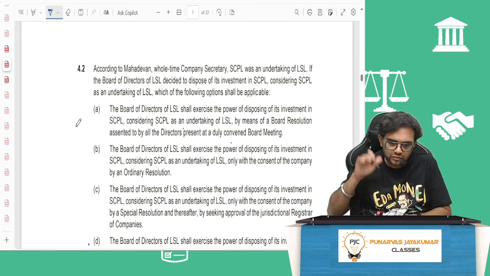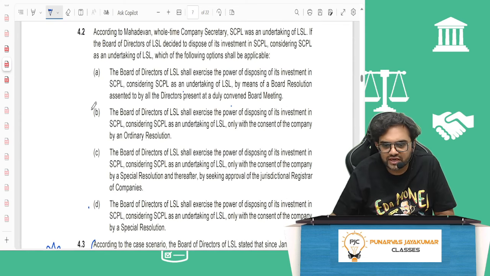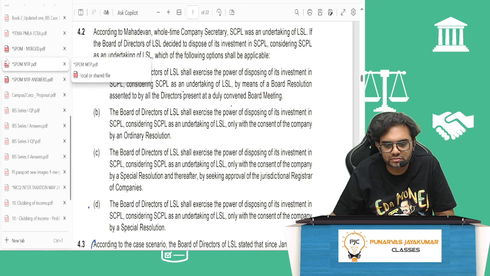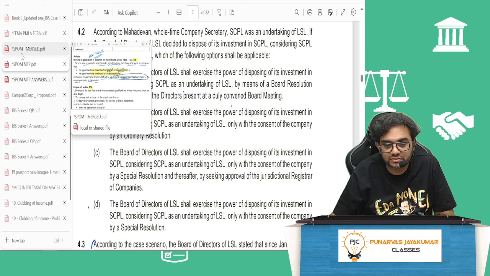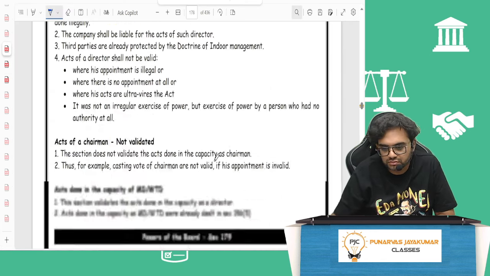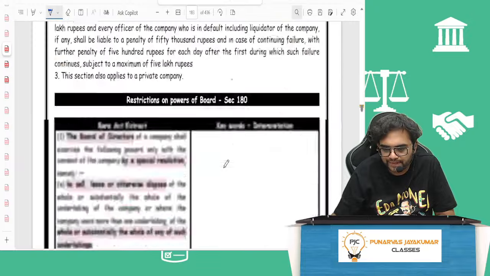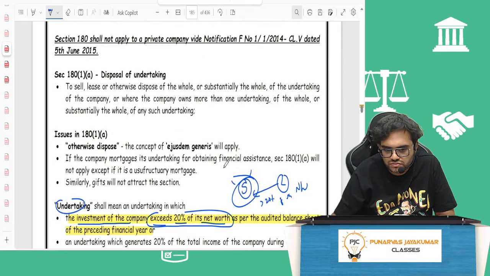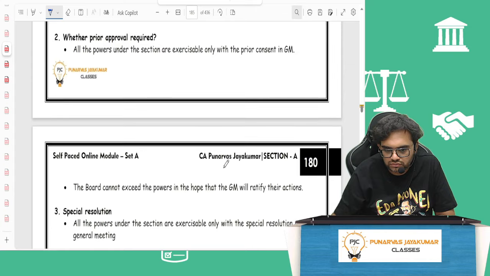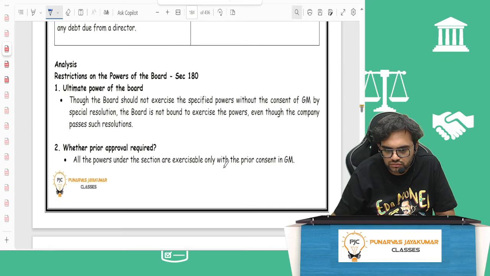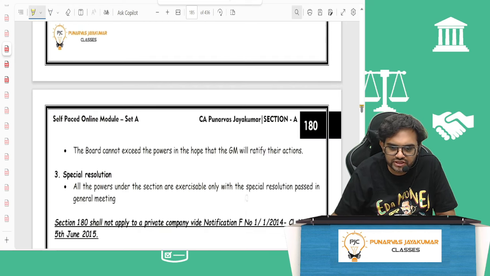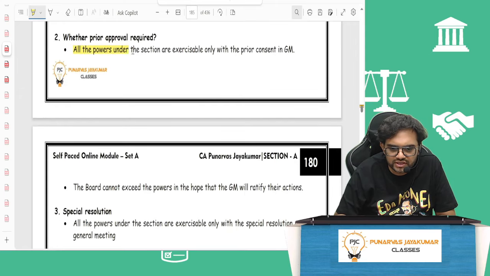Point 2. Whole-time company secretary, they want to dispose of the undertaking. Which of the points will apply? Section 180, page number 180, if you remember. This entire section, board will not exercise the powers even though the company passes such resolutions. This is a peculiar section where all the powers under this section by the board are exercisable only with the prior consent in general meeting.